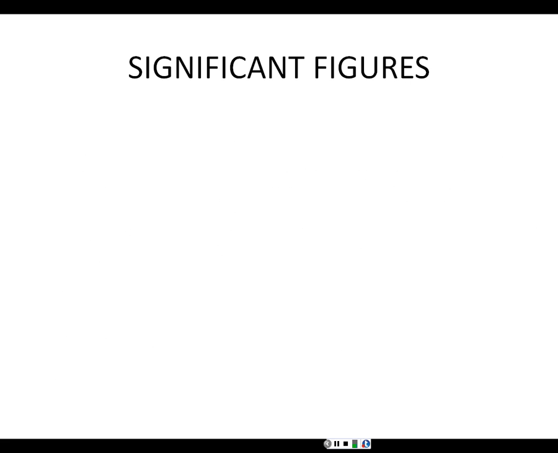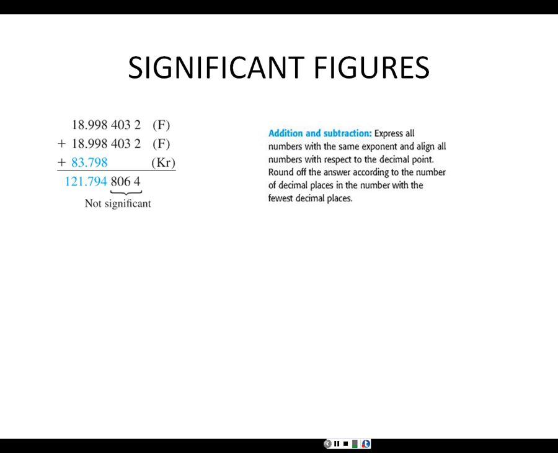Significant figures. For addition and subtraction, significant figures are limited by the number that has the smallest number of decimal places. So in this case, we're looking at 83.798 being the limiting factor. It only goes to 3 places to the right of the decimal place, and that's where we will truncate our final answer. It is based again not on the total number of significant figures, but on the number of figures to the left of the decimal place.